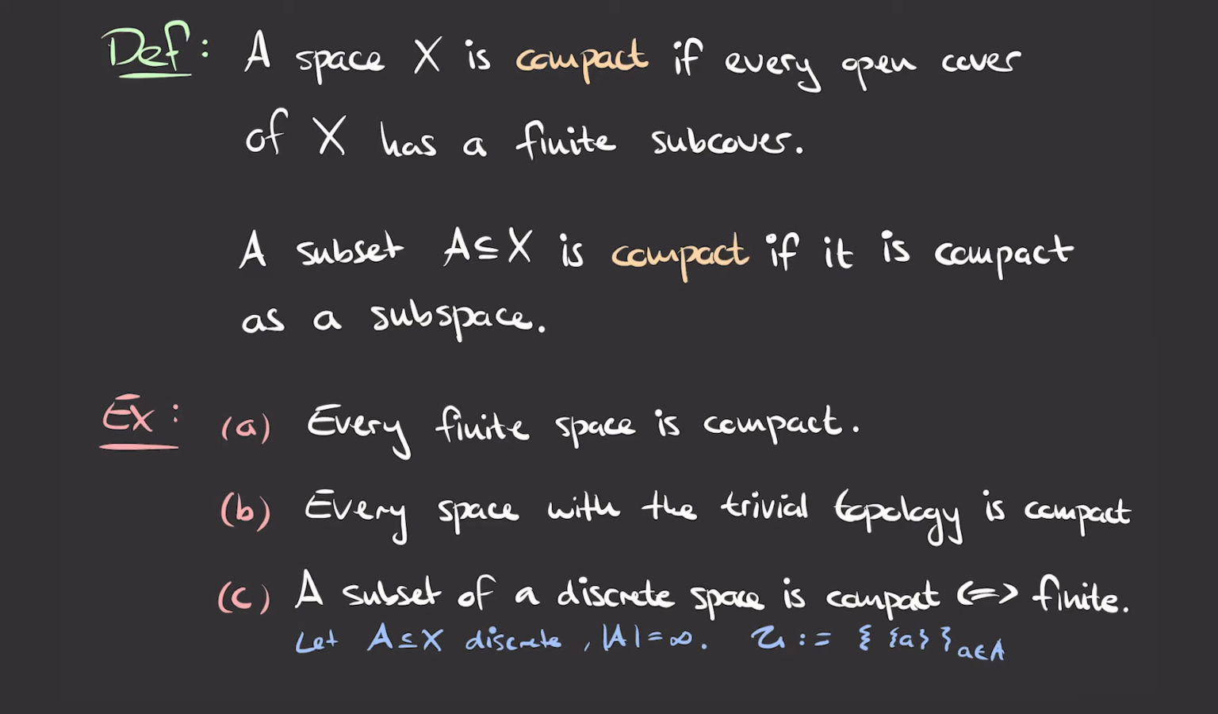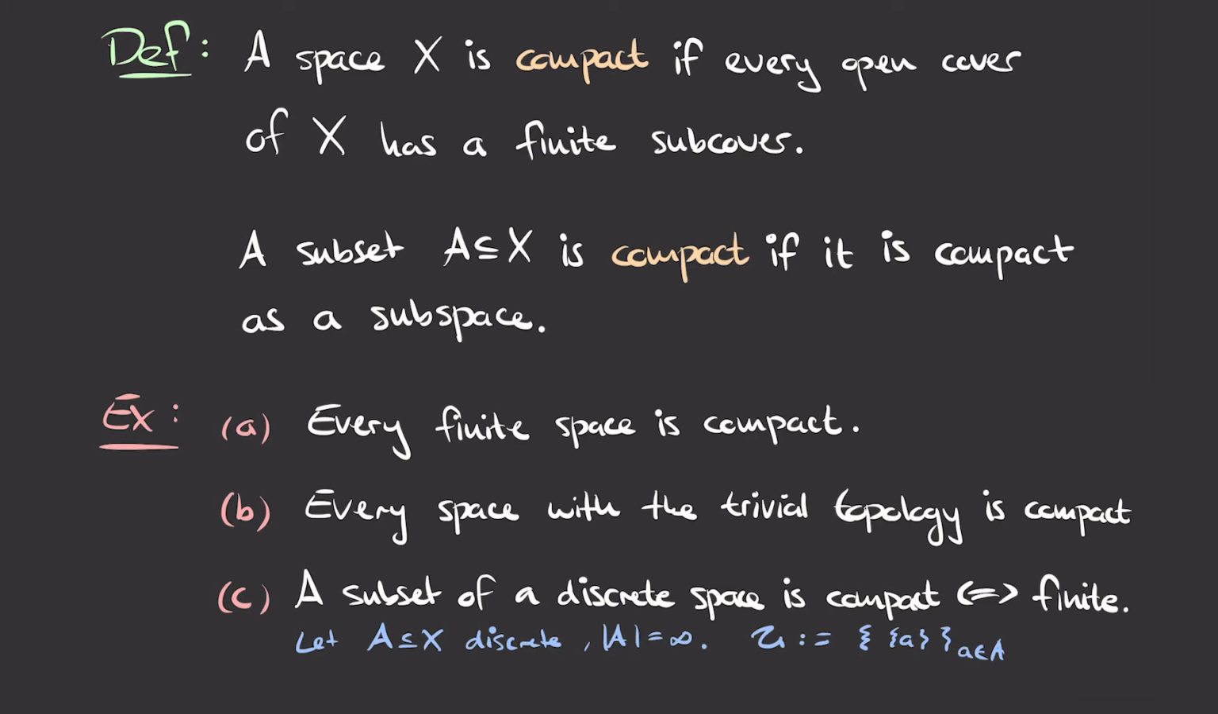Thus, in some sense, discrete spaces have too many open sets to be compact, because whenever you have some infinite subset of a discrete space, you can form this open cover here consisting of these singletons. And because you've chosen singletons, it means that you can't remove any of the elements of that open cover, and hence you can't form a finite subcover.